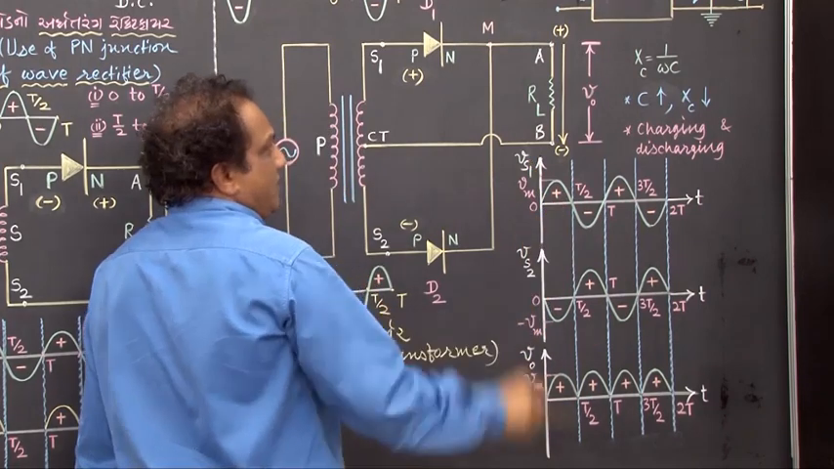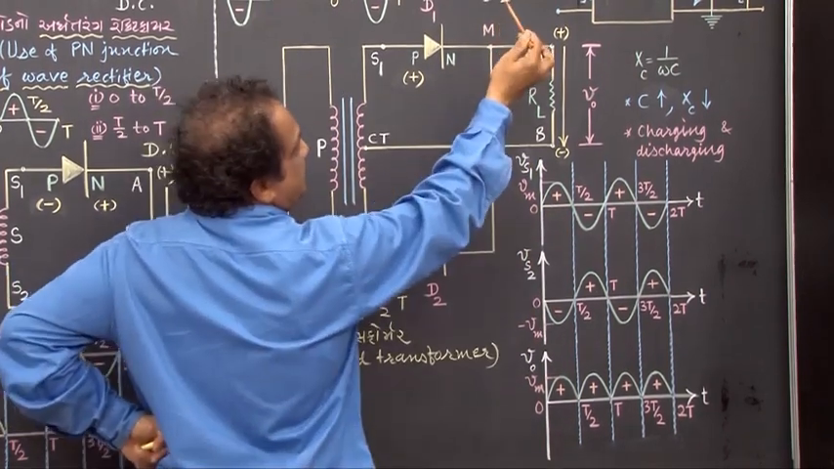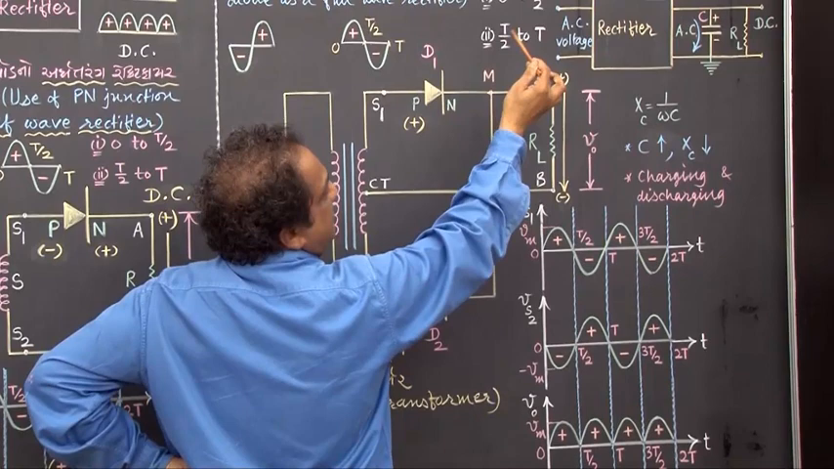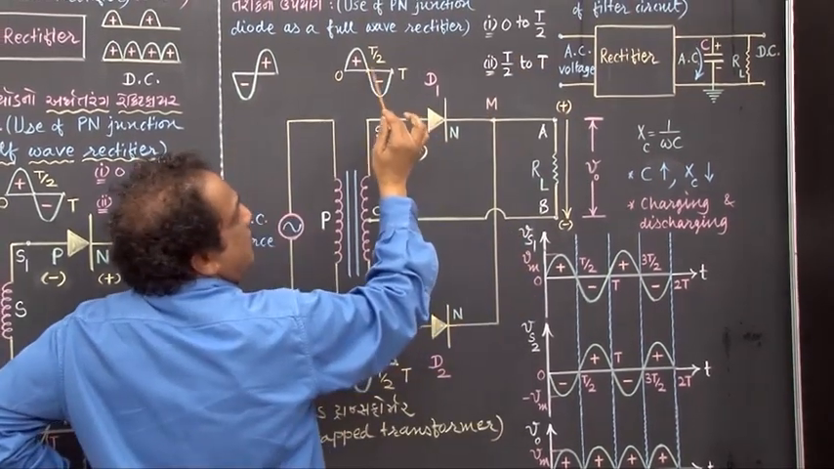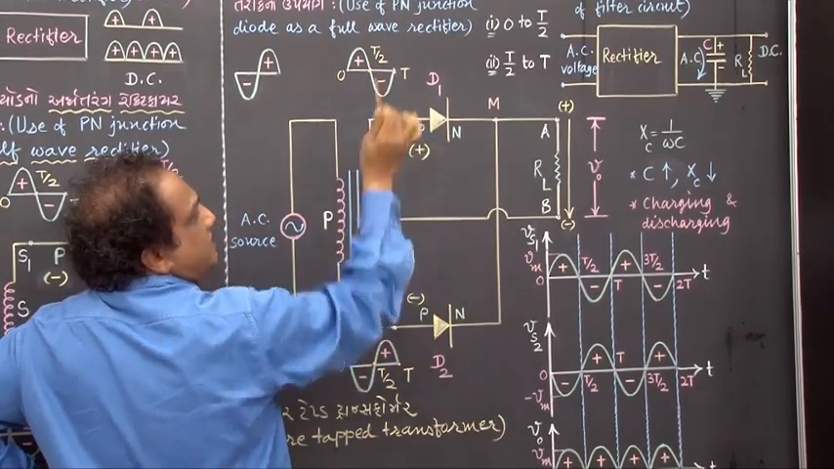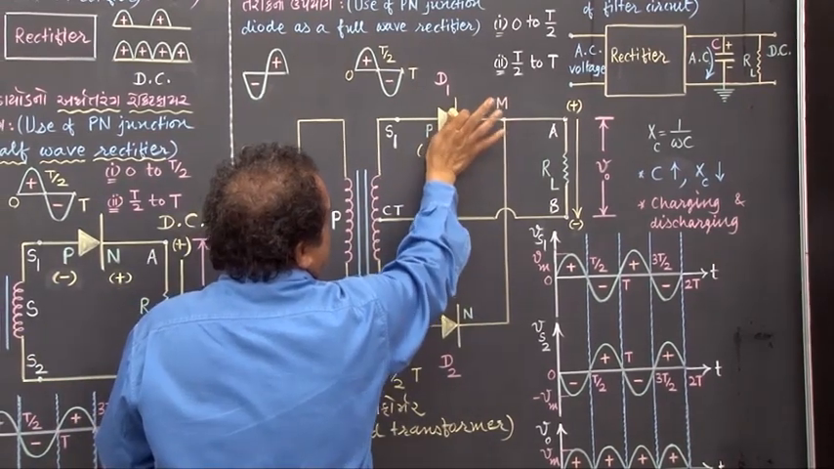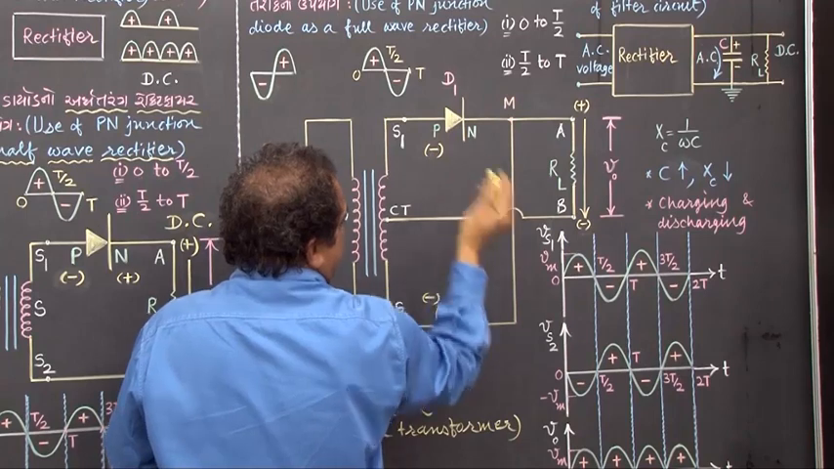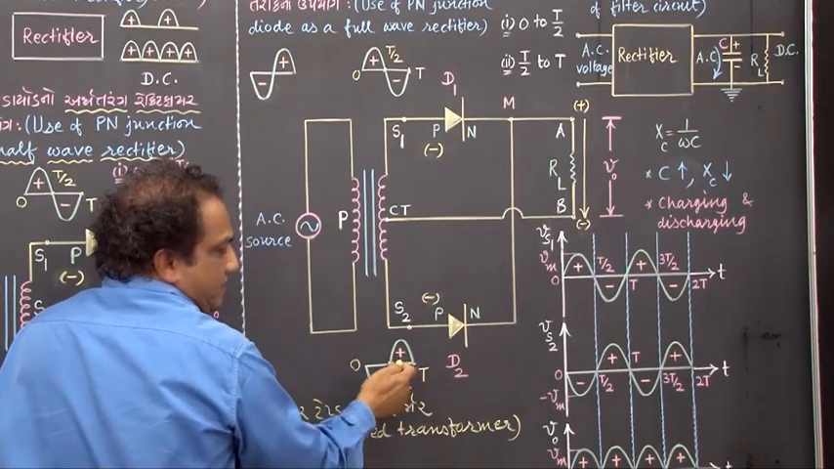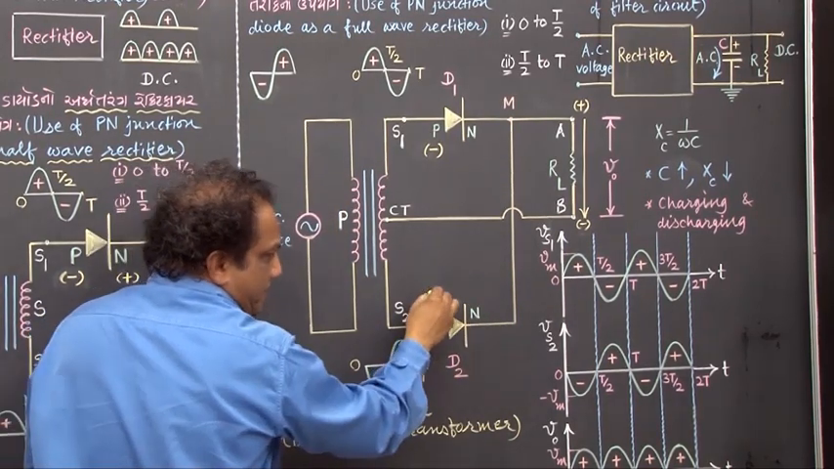Fine. Now tell me, what about the next half cycle? The next half cycle is from T by 2 to T. From T by 2 to T, potential at S1 is negative. Now tell me, potential at S1 is negative, but potential at S2 in this time interval is positive.